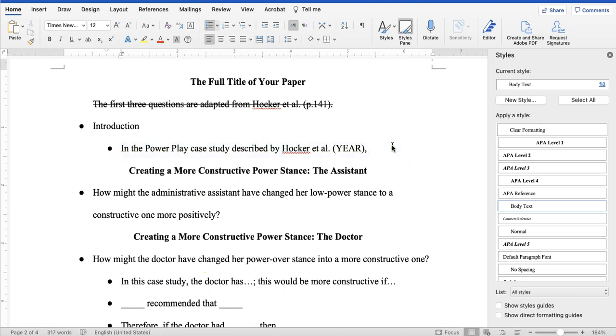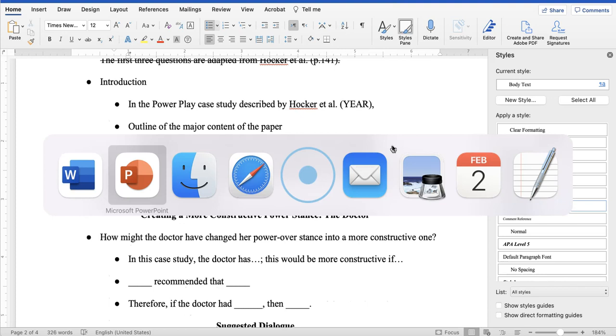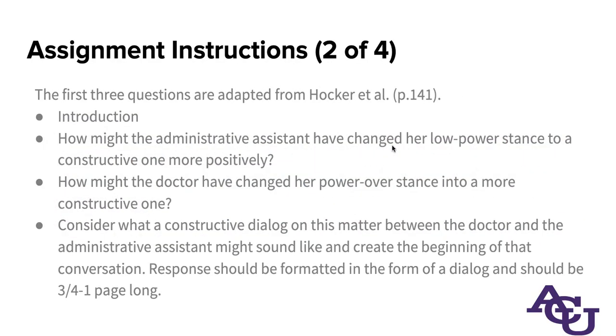So make sure that you include an outline of the major content of the paper so you can look at this. And what I would not recommend is just copying and pasting these questions verbatim.